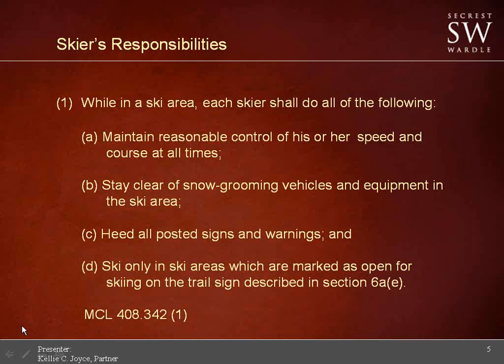described in Section 6AE. So if the skier fails to follow their responsibilities, then they would be in violation of the SASA. The violation of the Act can really hurt their claim, and also from a defense point of view, an argument that the skier was comparatively negligent can also be made, that the skier or the plaintiff did not follow the responsibilities as enumerated under the Act, and therefore they are comparatively negligent.